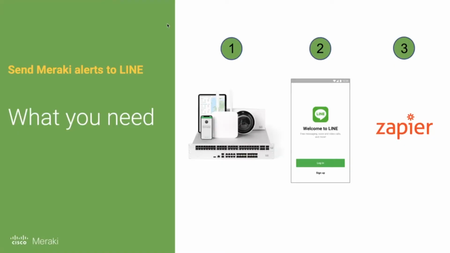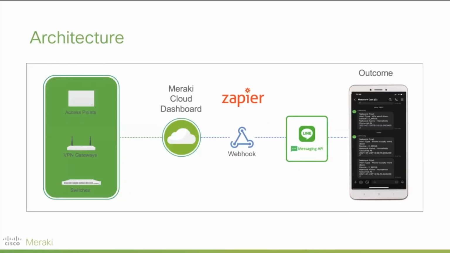So there are three things you need in order to send Meraki alerts to the LINE messaging application. Firstly, of course, you need some Meraki equipment such as Wi-Fi access points, switches, or cameras. Next, you need a LINE application with an account. And thirdly, you need some automation software such as Zapier that we're going to use today. Let's have a quick walkthrough of the architecture.